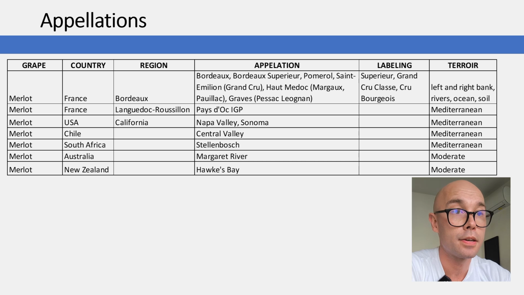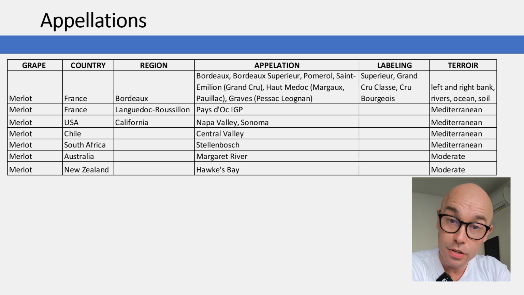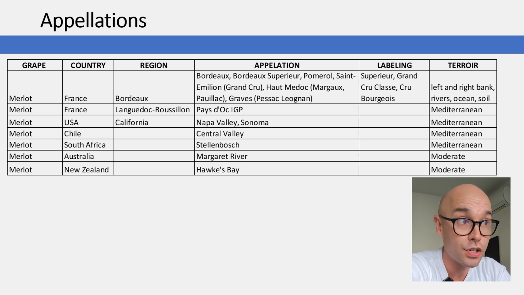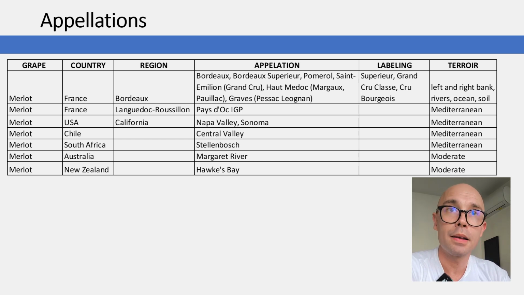Merlot, France, Bordeaux. You can see that Bordeaux is the most important region that you need to know for Merlot. You need to know it very well. You need to know the appellations, the labeling terms. There's quite a lot of information regarding viticulture in Bordeaux, which is not really something that you're going to be tested on at Level 2, but it's definitely something that is super important when you come to Level 3.